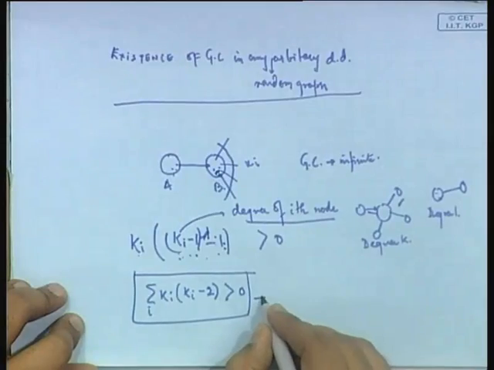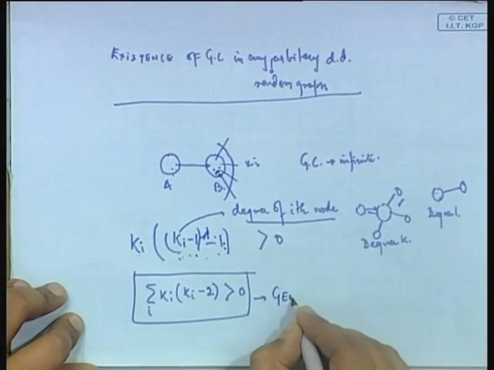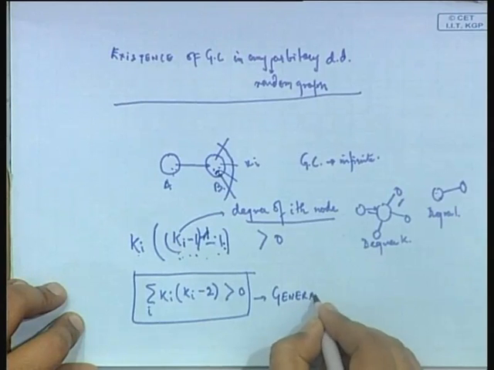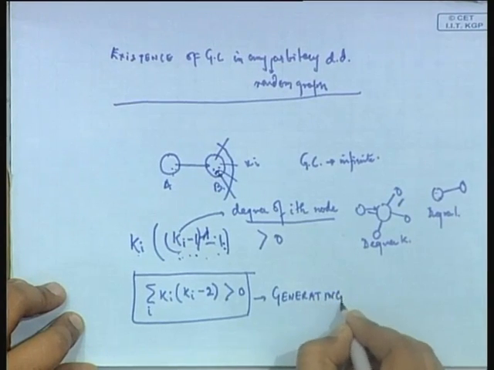Okay. So, this is the formula. We will come to a rigorous analysis of this, but just from first principles, let us try to understand that this will be the formula. For the rigorous analysis, we will actually use generating functions.